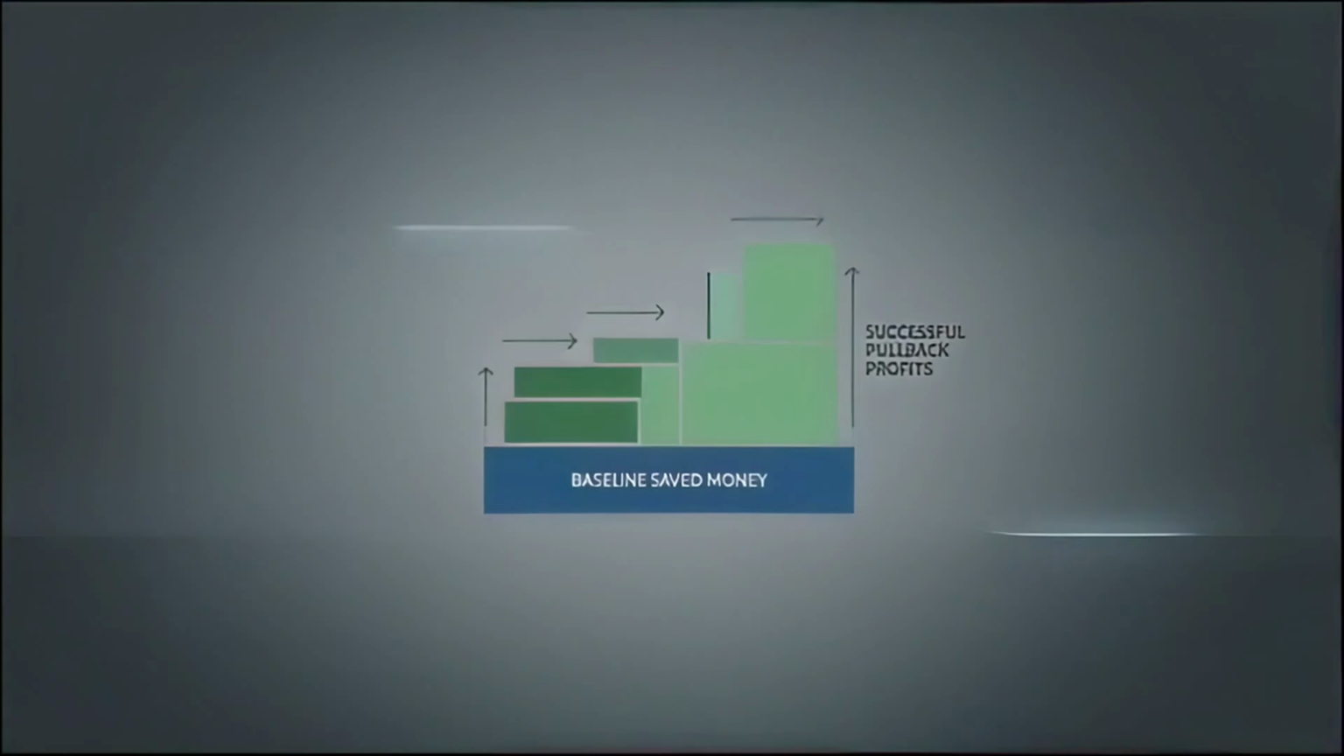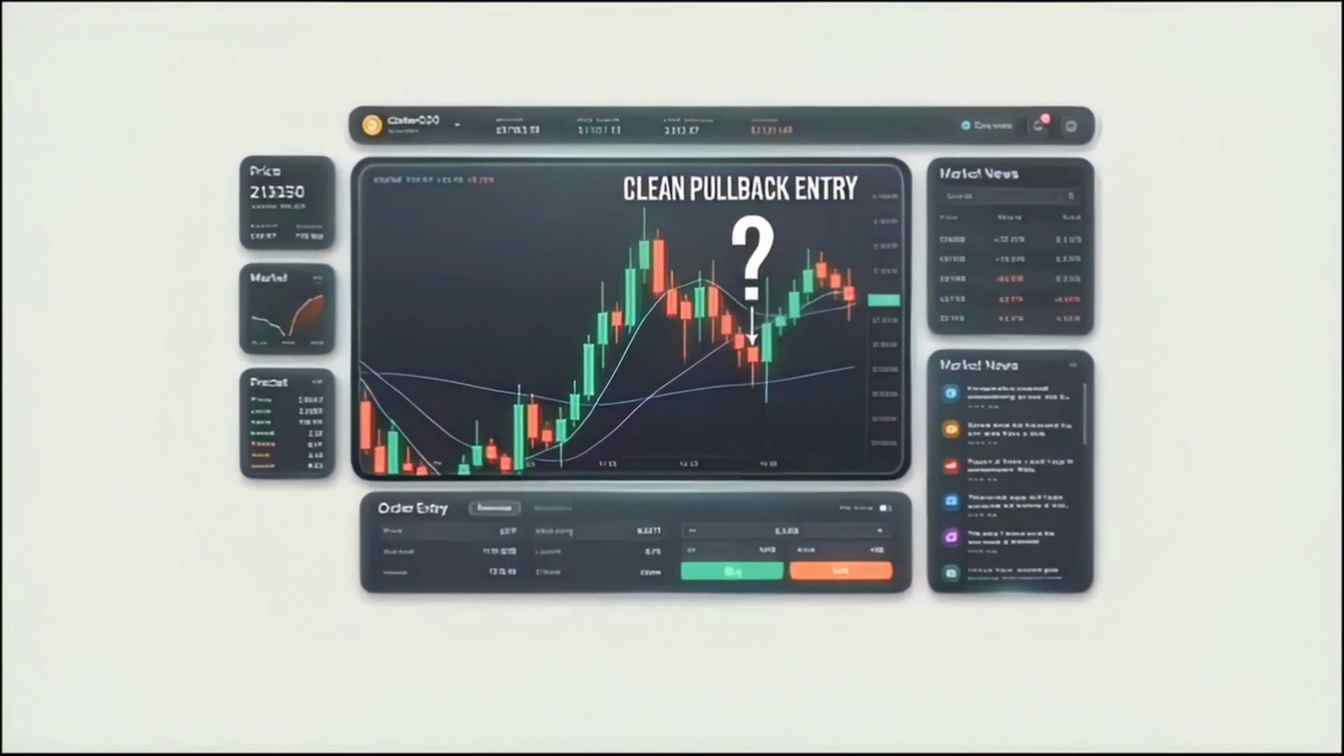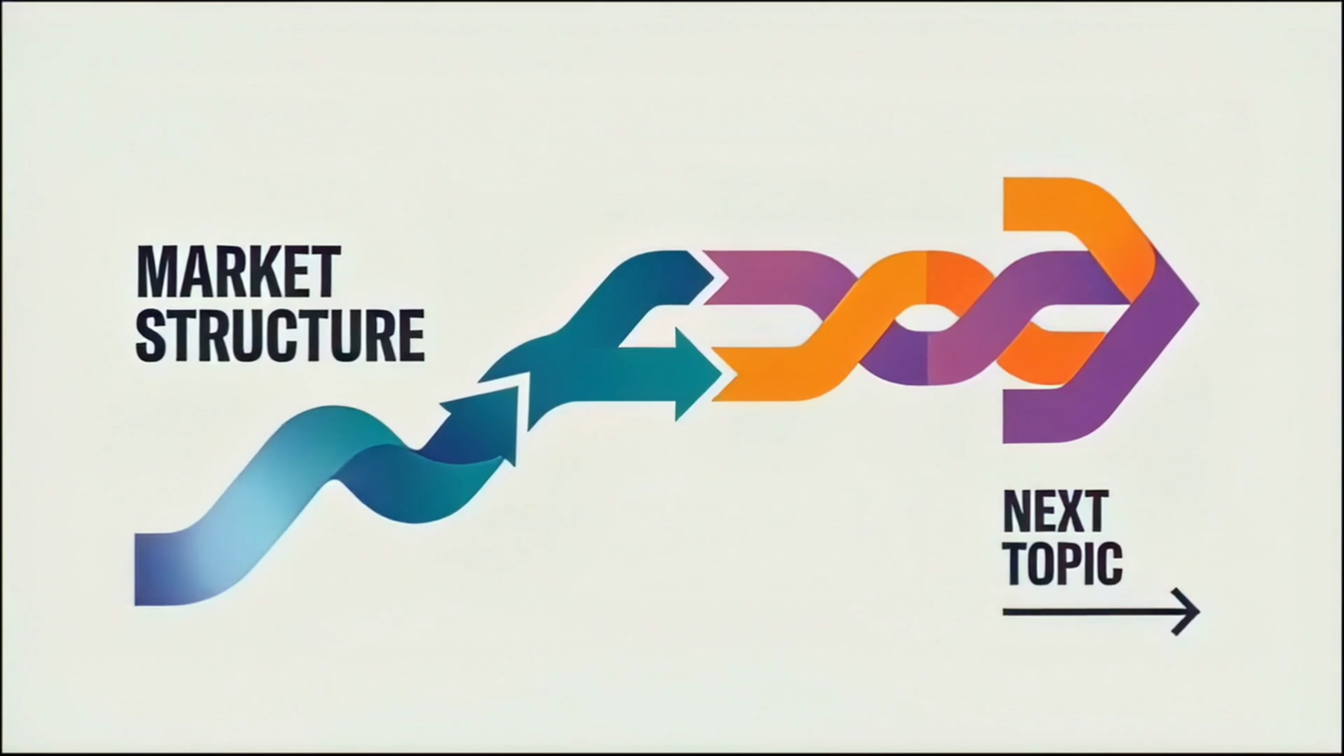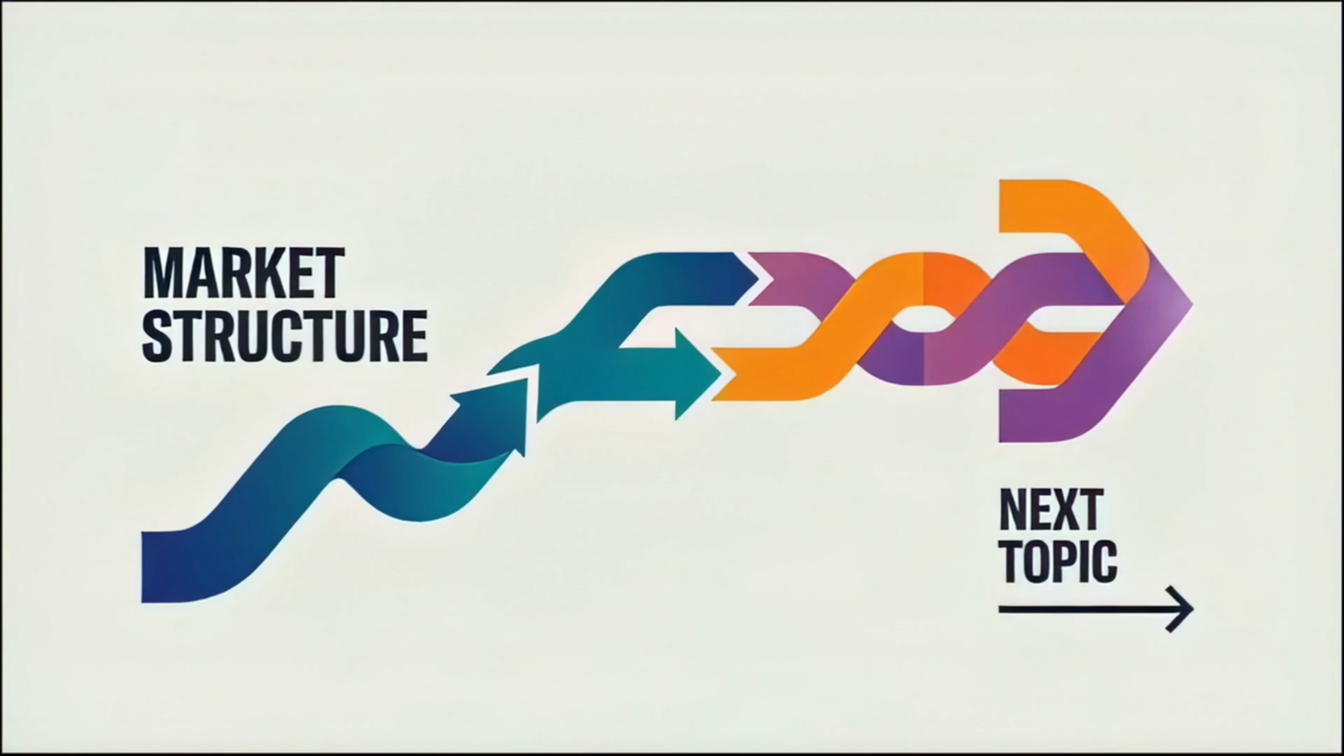And here is where we go next. Pullbacks to the moving average are one of the cleanest entries there is, but only when you know which pullbacks to trust. So next I am breaking down how to read the trend itself, market structure, so you can tell a healthy pullback from a trend that is quietly ending. I'll see you there.